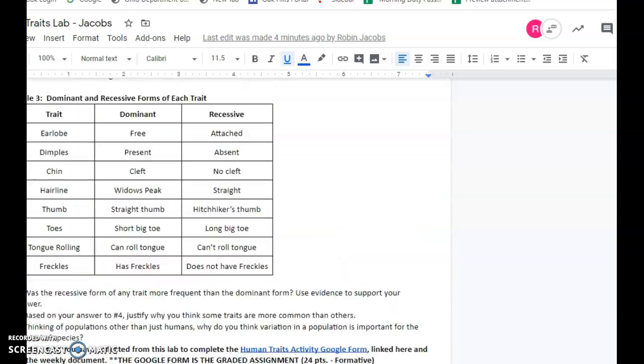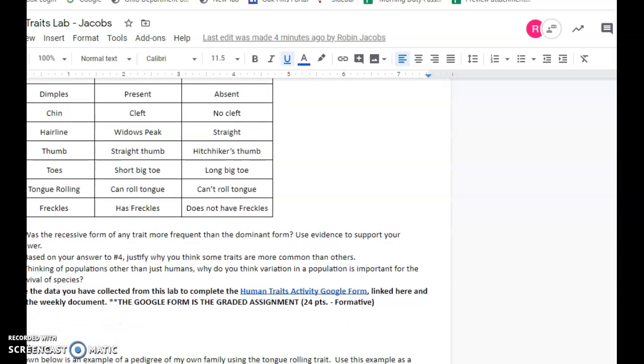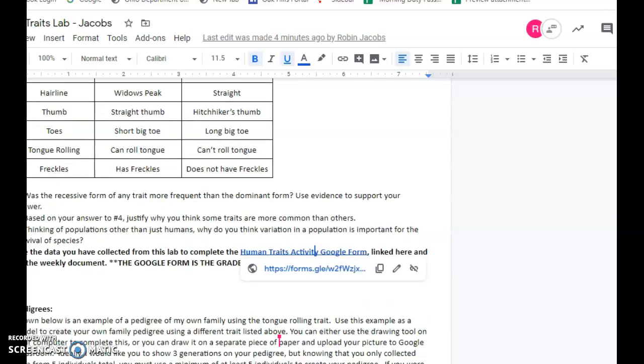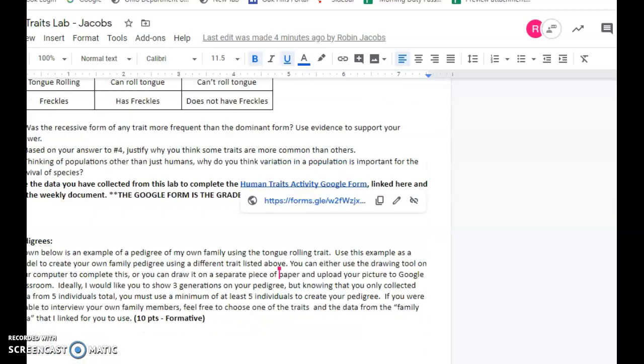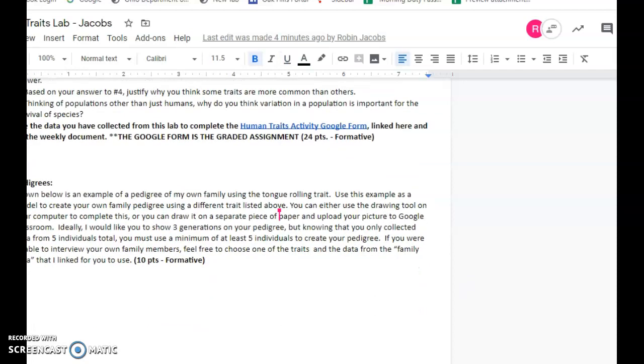All right. Once you've got all your data collected, you ought to be able to answer this Google form here. So you click on that and answer the questions on the Google form. When you're done with that, that's going to be some points. And then the next thing you have to do is actually draw a pedigree.